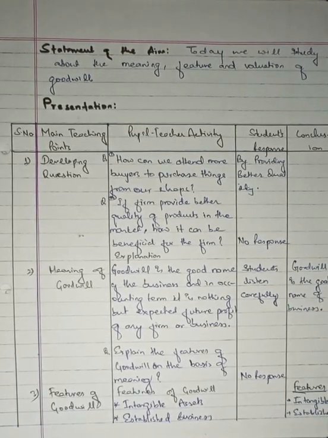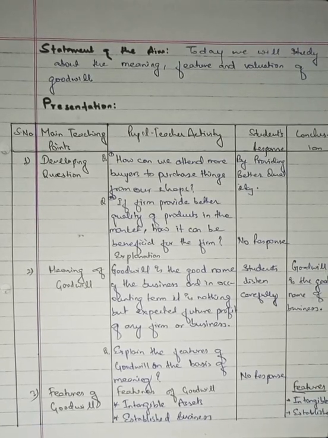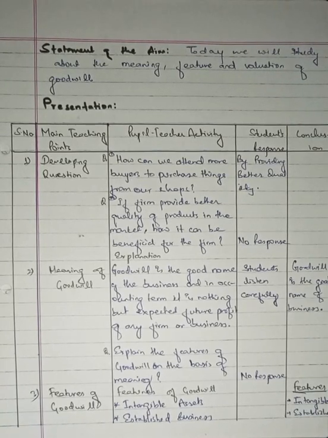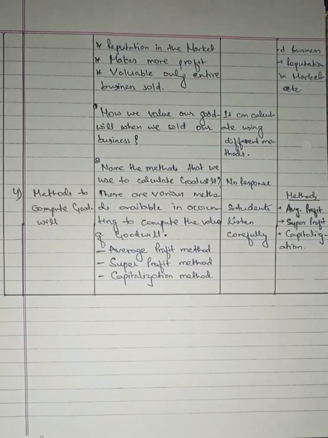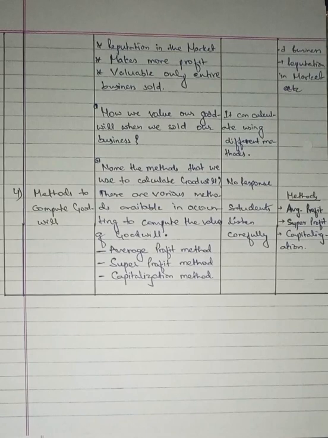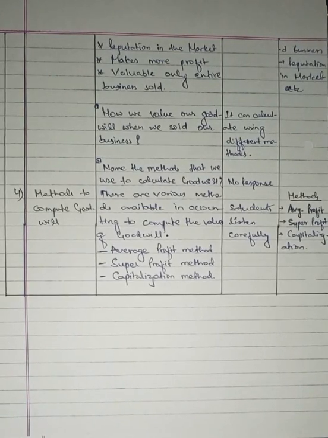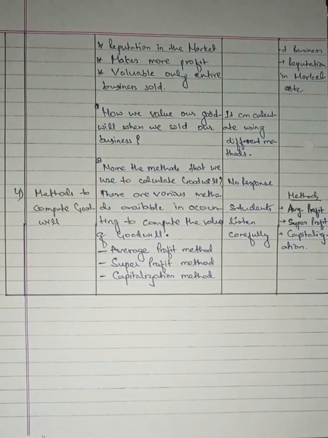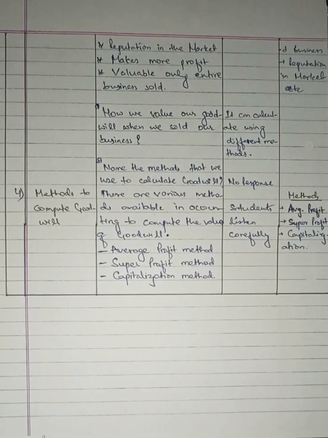The next question is, explain the features of goodwill on the basis of the meaning of goodwill. There is no response, and we have to explain the features of goodwill like intangible asset, established business, and reputation in the market makes more profit, valuable only when the entire business is sold. So how can we value goodwill when we sell our business? It can be calculated using different methods.